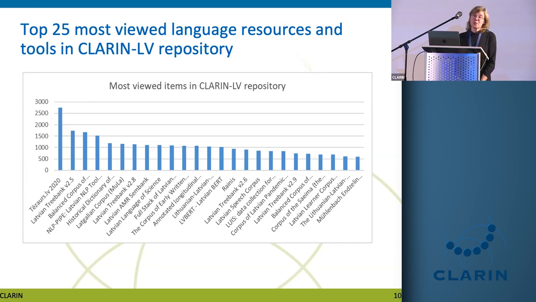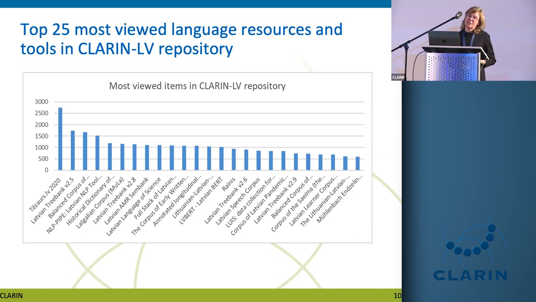So the most popular is a dictionary called Thesaurus-LV, and I will tell about it a bit later, followed by different versions of the Tribunk balanced corpus of the Latvian language, but in fourth place, there is NLP-PIPE, which is the Latvian natural language processing toolchain, allowing users to get morphological annotation and syntactic annotation, as well as mark named entities.